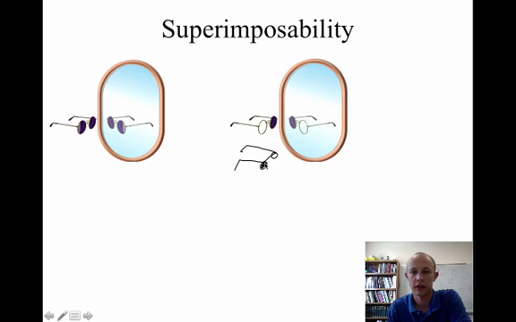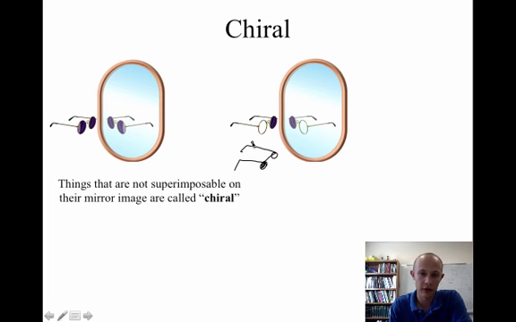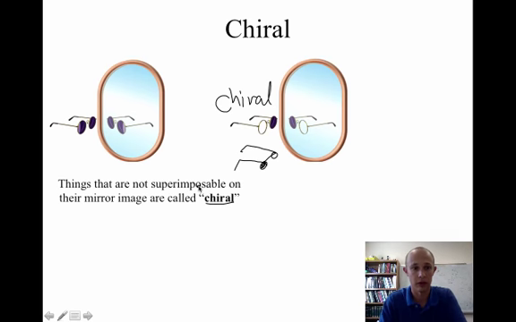Right? So these two would be the same, but these two are different. They're not superimposable. We can't superimpose its mirror image on itself. So what we said is that enantiomers are going to be non-superimposable mirror images, and another word for something whose mirror image is not superimposable, we're going to call that chiral, meaning that its mirror image is not superimposable.